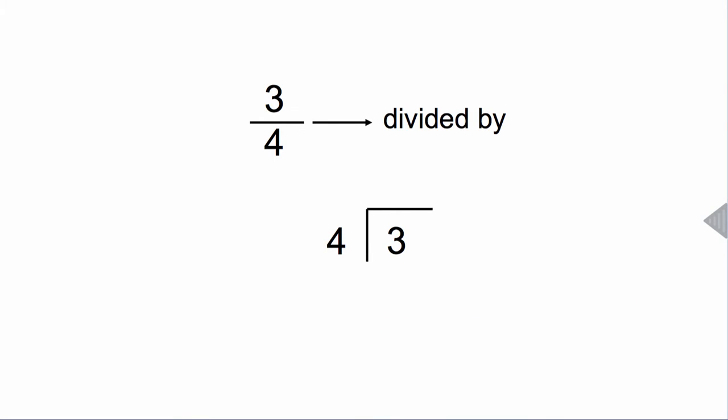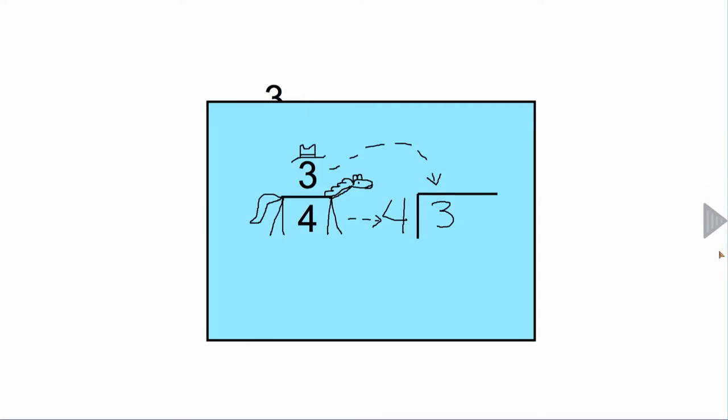An easy way to remember this is by the horse and cowboy. The horse is traveling along and bucks off the cowboy, throws him into the house through the roof, and then he just trots up outside. So it's a little silly way to remember that the top number, or the numerator, always goes inside the division problem.